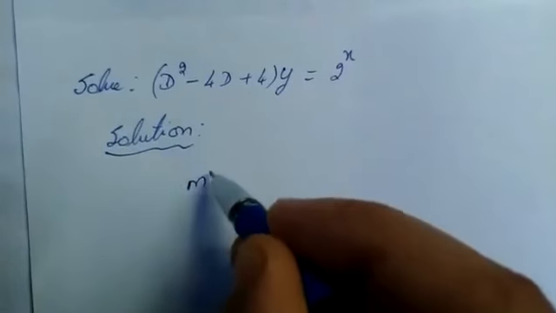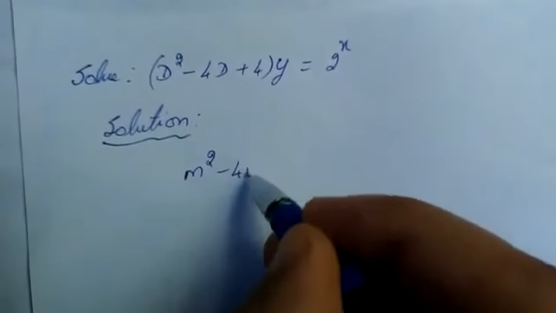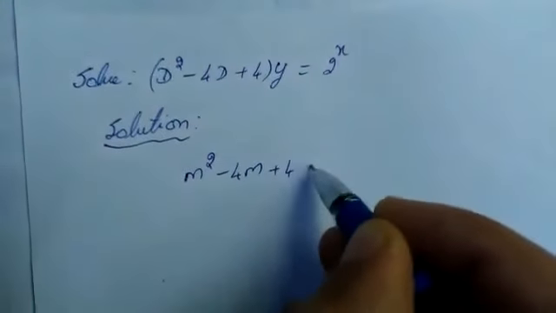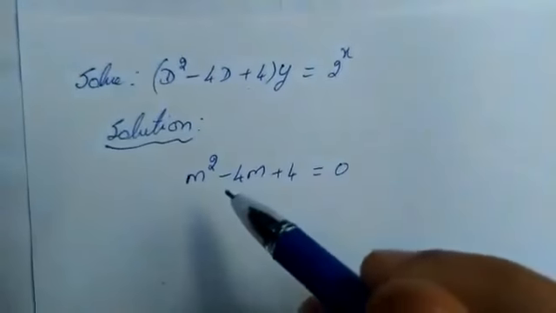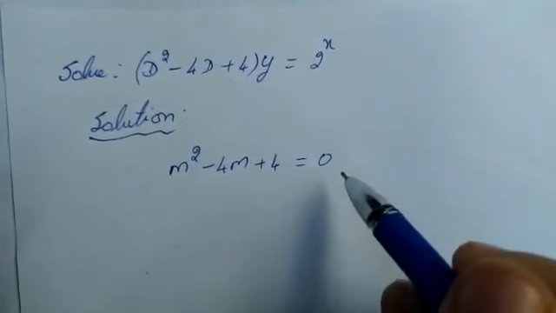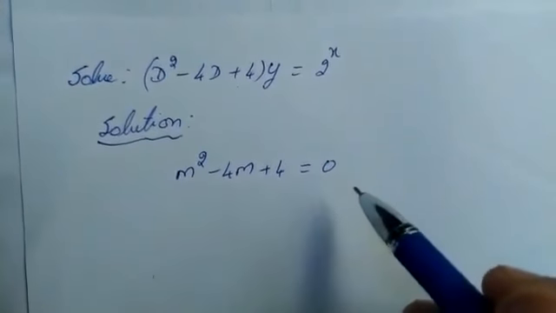The auxiliary equation is m square minus 4m plus 4 equal to 0. That is, in the place of D, we are replacing with m, and for the right hand side, we are giving 0. This is the auxiliary equation.